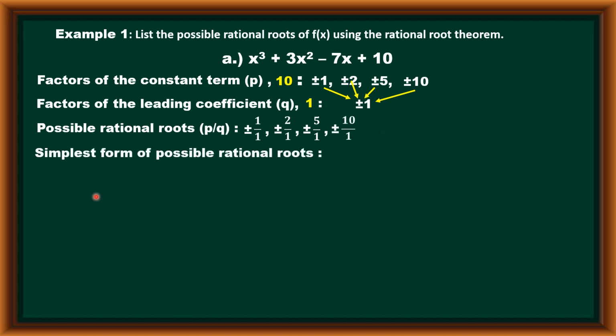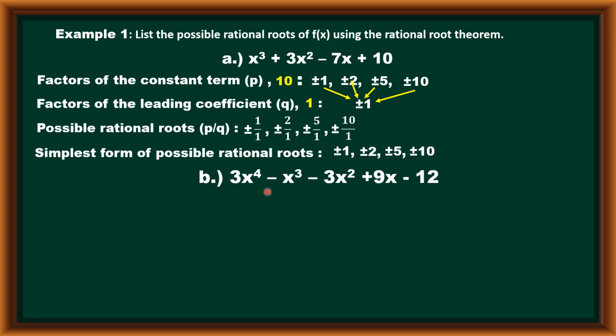Ayan. Pag simplify natin, 1 over 1 is just equal to 1, positive and negative. 2 over 1 is just equal to 2. Positive and negative. 5 over 1 is 5. 10 over 1 is 10. Positive and negative. Ayun. Ganun lang pala kasimple maglista ng mga possible rational roots. Okay, nakuha nyo ba? Okay, let's have example B.